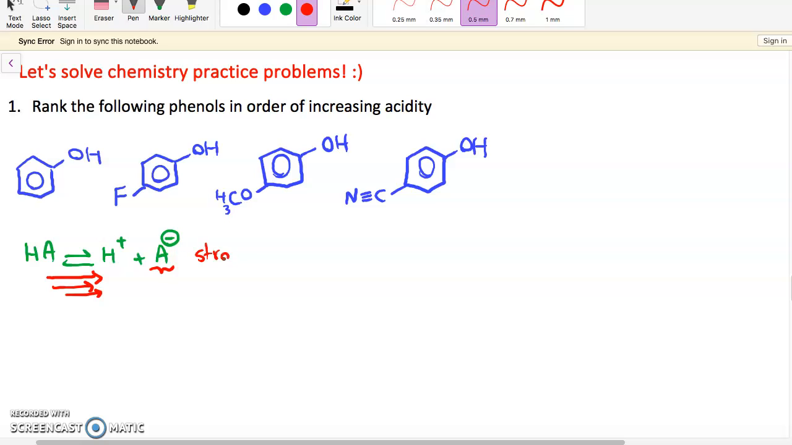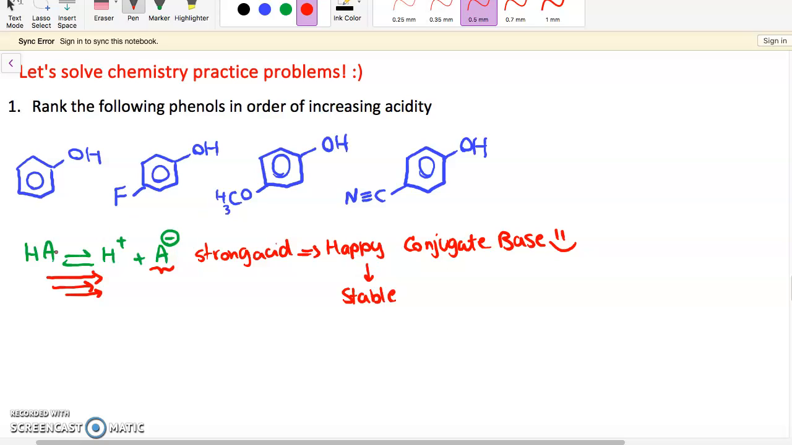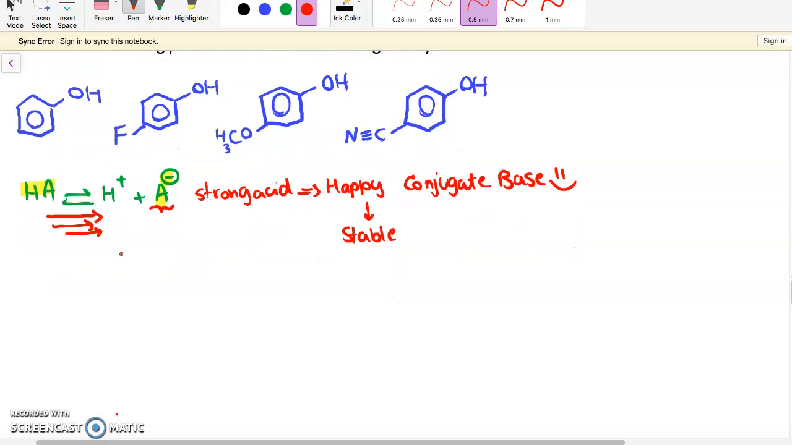So strong acid means a happy conjugate base. And by happy, I really mean stable. And the rationale is that, well, if this acid knows that its conjugate base is going to be happy on its own, then it doesn't have any problem dissociating, so it's going to donate its proton. But if it knows that the conjugate base is not really happy or stable on its own, then it doesn't really want to dissociate because it's happier in this form. So for these kinds of questions, you should really look at the conjugate base and not the acid.